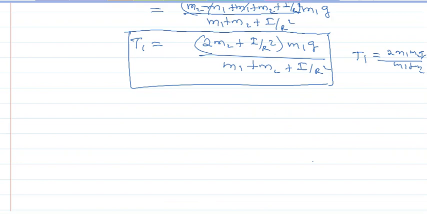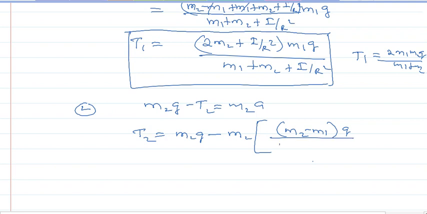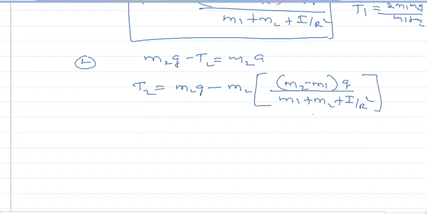Now to get T2, we have equation 2 here. Equation 2 is m2g minus T2 equal to m2a. So T2 equal to m2g minus m2 times (m2 minus m1)g divided by (m1 plus m2 plus I by r square), that is the acceleration of the system. So what is the common term here? m2g is there, so I am taking m2g common.